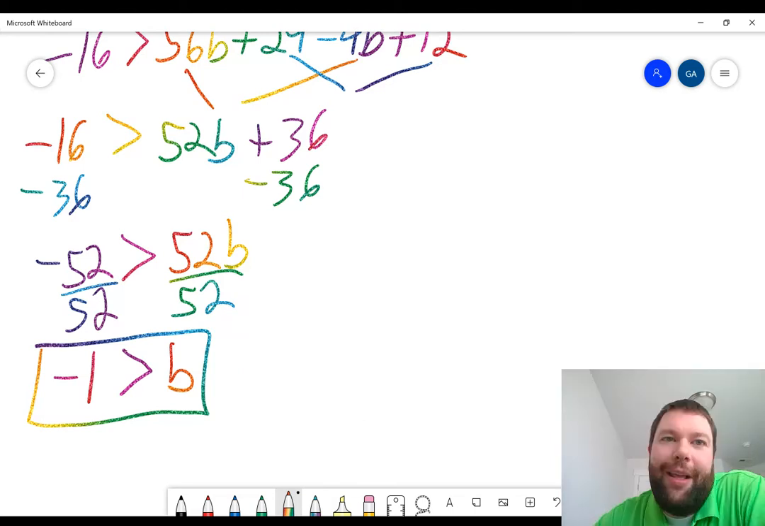Whew. I mean, it wasn't really that much work. You distributed, combined like terms, and it was a two-step equation. So it looked a lot heftier than it actually was, right?